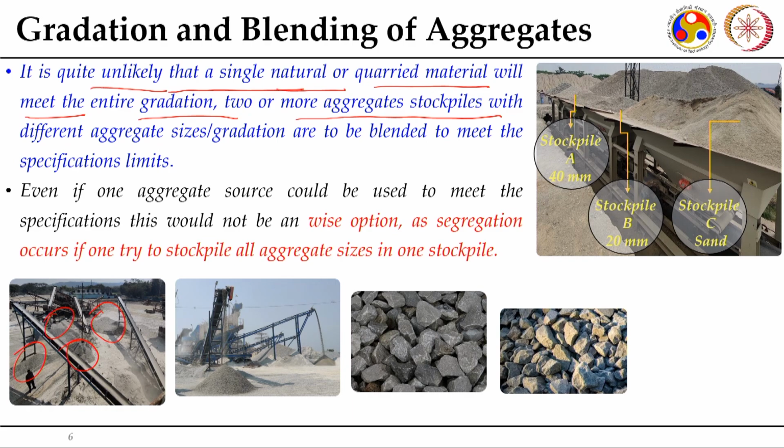All will have aggregates in a small range, and what we need to do is blend these different stockpiles, 20, 10, 6 dust, together so that you can finally get the gradation you are targeting for a particular mix. There may be a chance that one stockpile gives you a good number of sizes, but normally it is not preferred, because if one stockpile has sizes varying from very coarse to very fine, then there is a lot of chance that segregation may happen whenever the material is dropped, whether when it is stockpiled or during production.